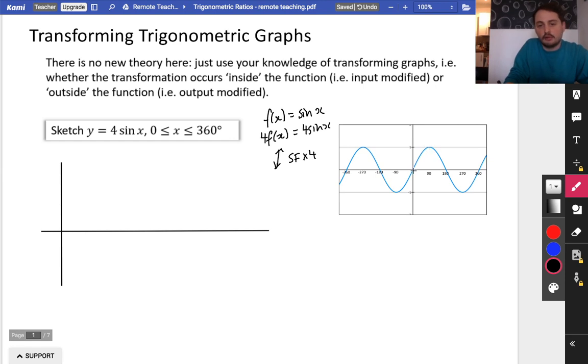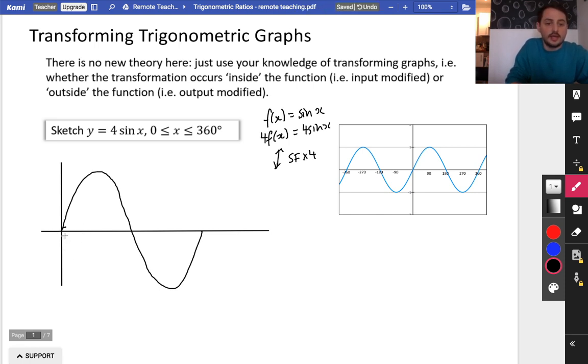The bit when it's at 0, well, if you multiply 0 by 4, you get 0. This is going to stay at 0. And this one goes down to -1, so it's going to go down all the way to -4. So actually what this one looks like is just going to be like a sine curve like this, between 0 and 360.